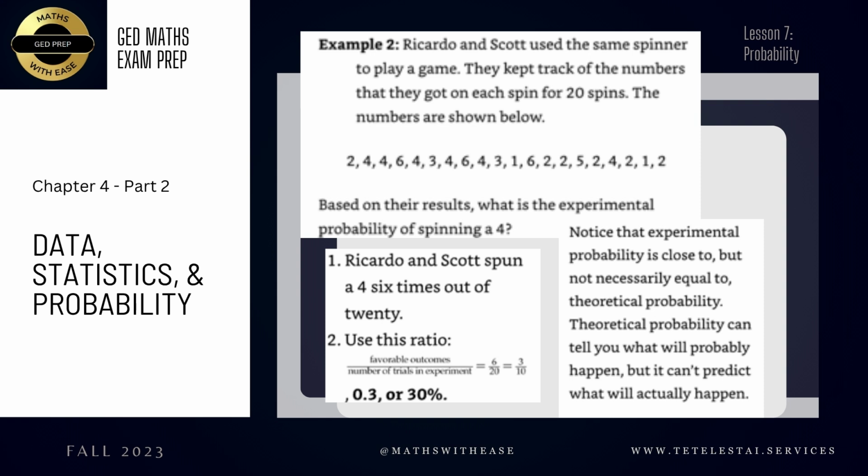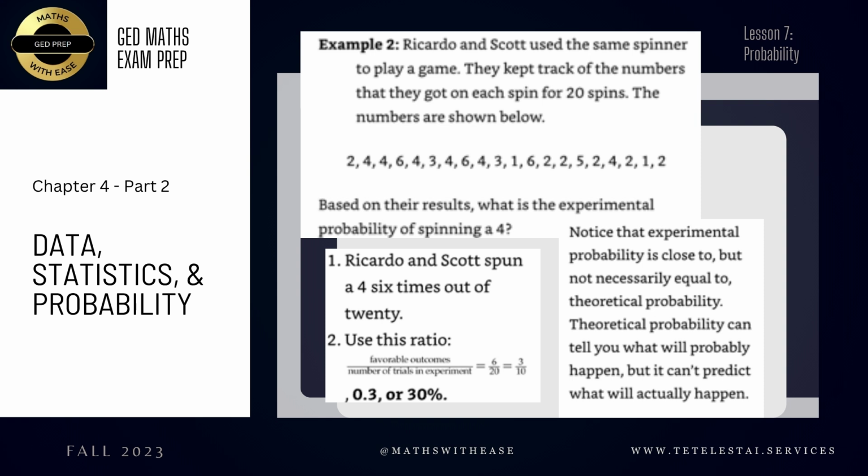Okay. So notice that experimental probability is close to, but not necessarily equal to, theoretical probability. Theoretical probability can tell you what will probably happen, but it can't predict what will actually happen. So in this scenario, we know what actually happened during their experiment. They spun exactly 20 times, and for each spin, they got a different result. So we know exactly what happened, and we can use our probability ratio to find different probabilities based on whatever outcome that we're interested in.